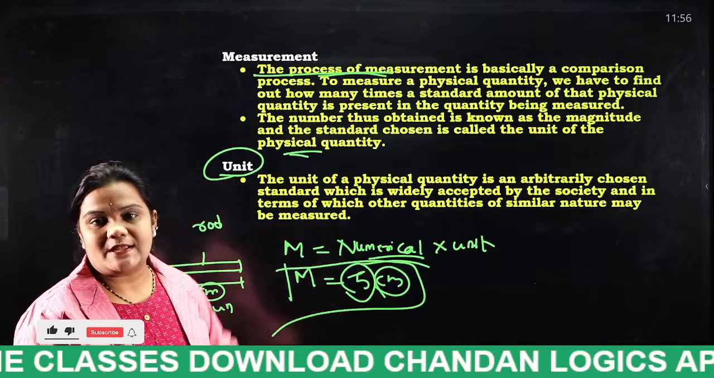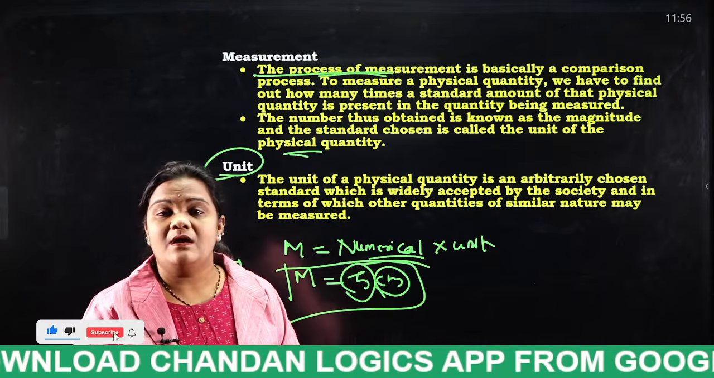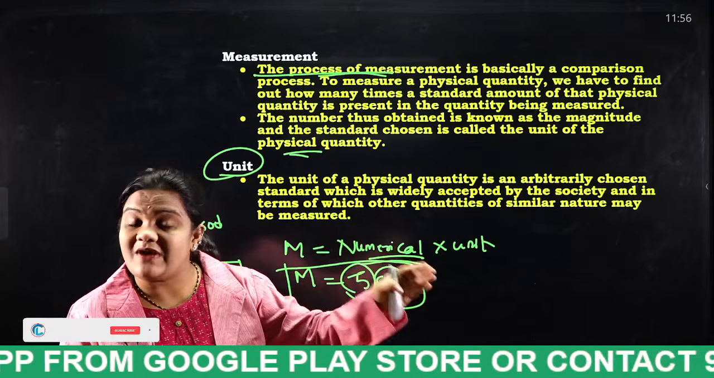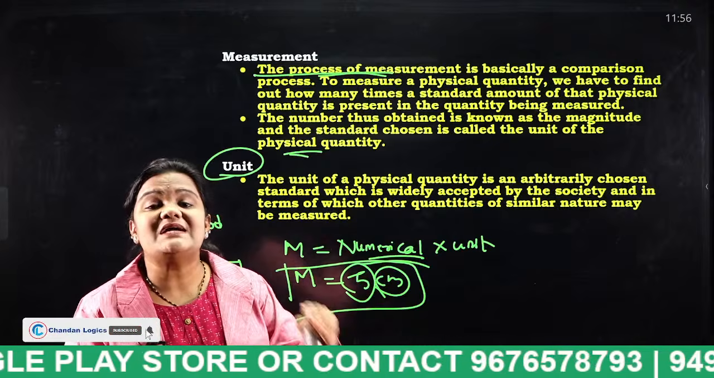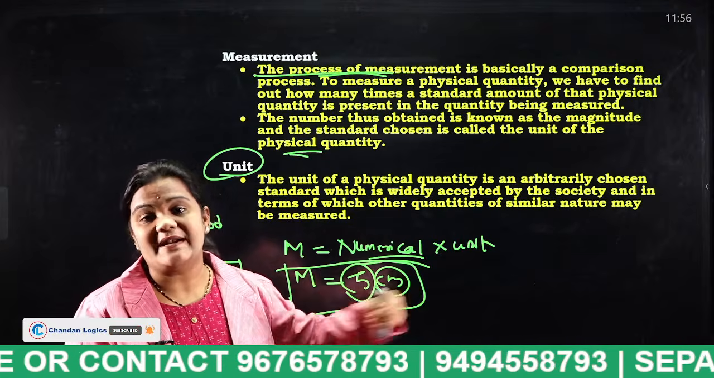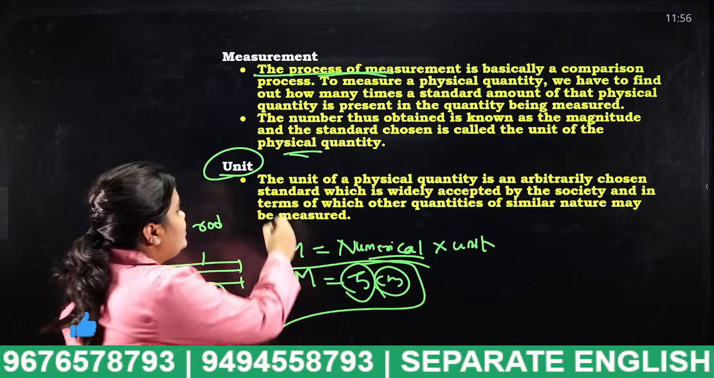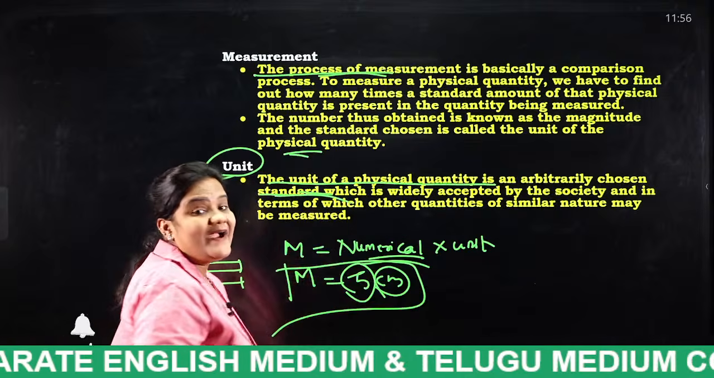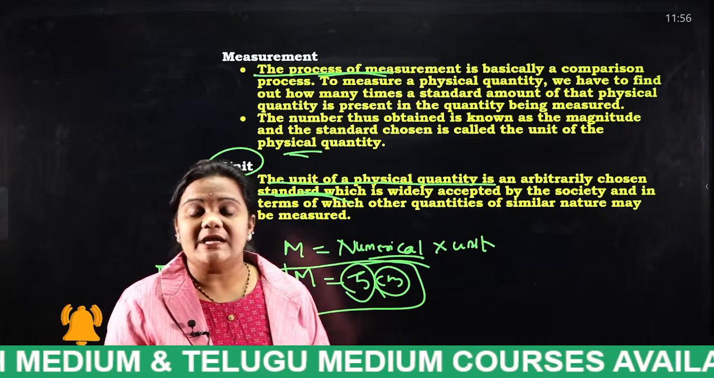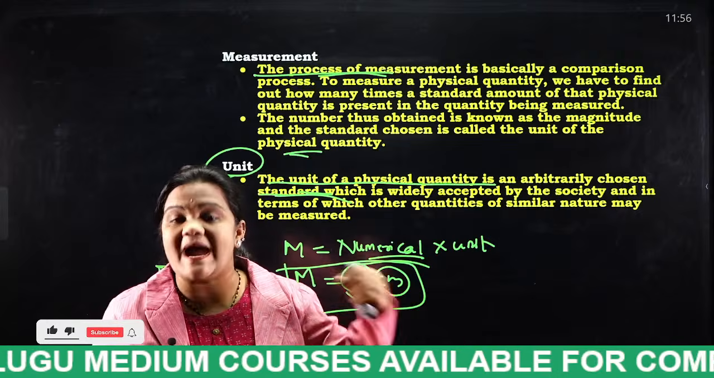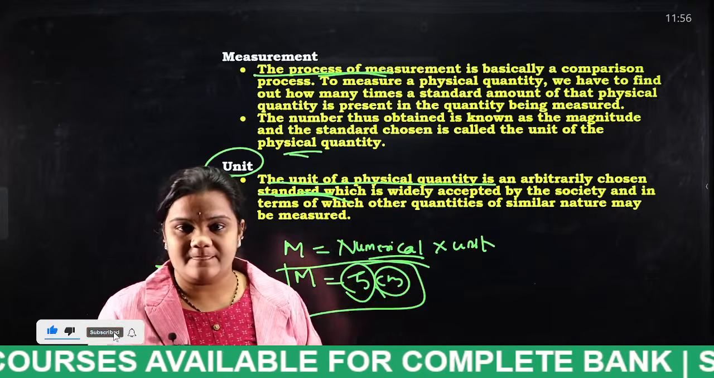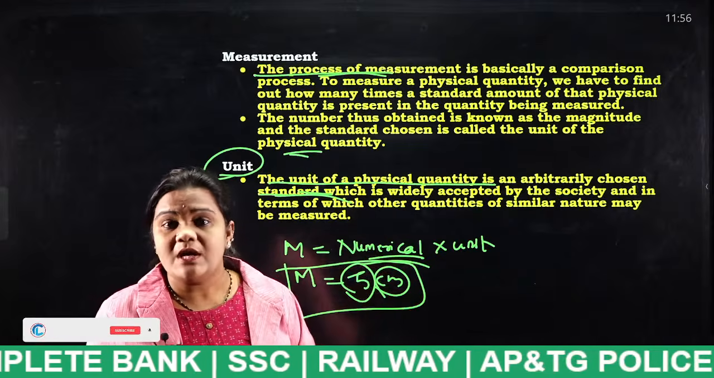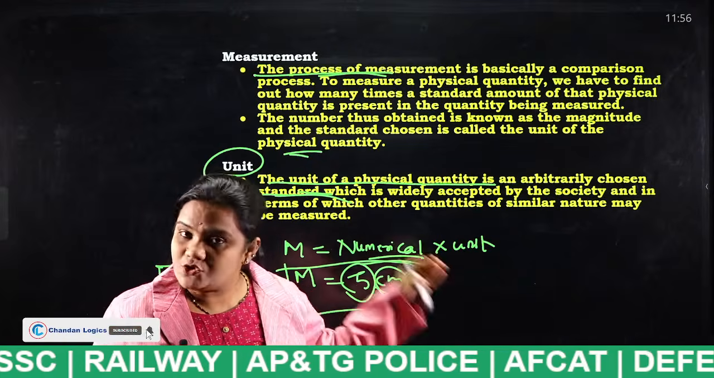And what is a unit actually? Units are the fundamental physical quantities which are set as standards. The unit of a physical quantity is an arbitrarily chosen standard which is widely accepted by society. That means the units we choose are standard, already designed. The units which we are using are standard values which are already accepted by society.